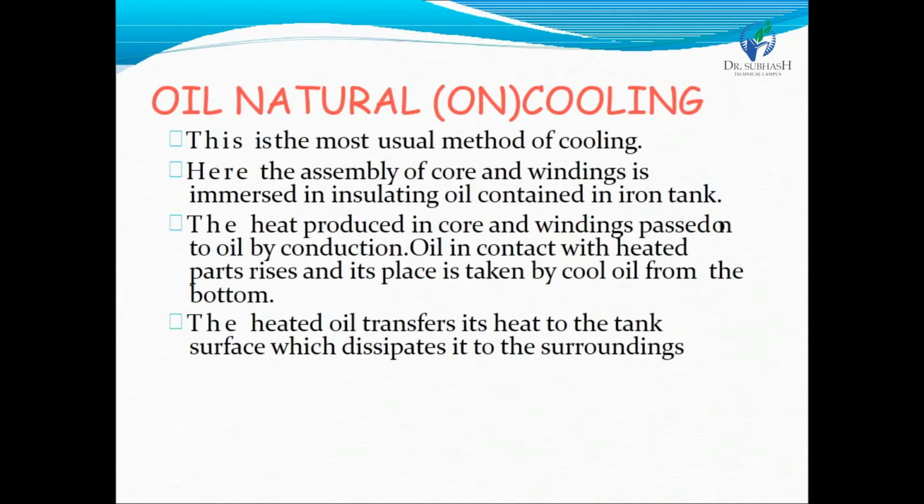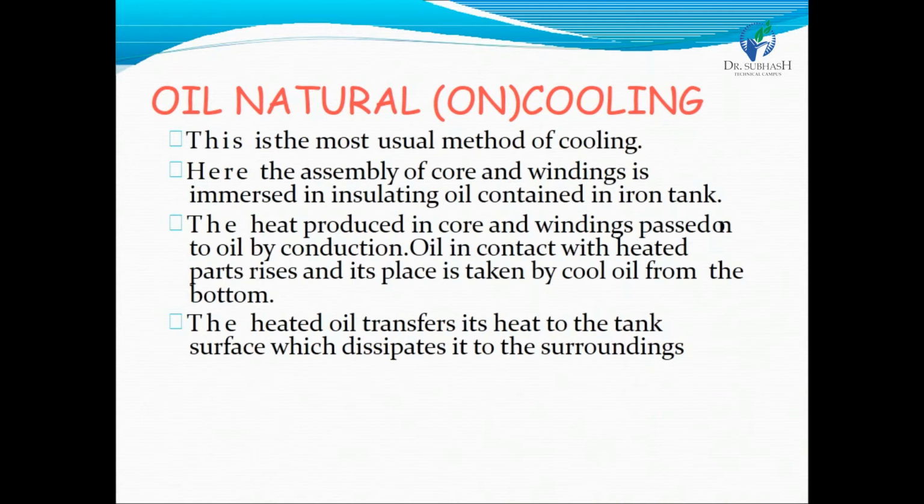Now the topic is oil natural (ON) cooling system. This type of cooling is used for oil-filled transformers up to the range of 30 MVA. As the oil in the tank gets heated due to the heated core and winding, it flows upward, and cooler oil comes down as per the principle of convection.